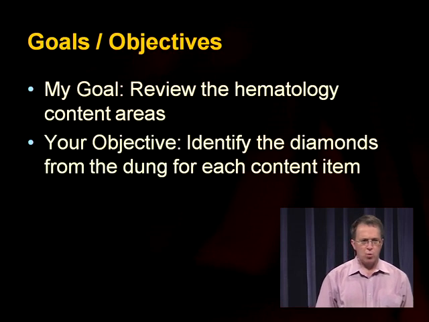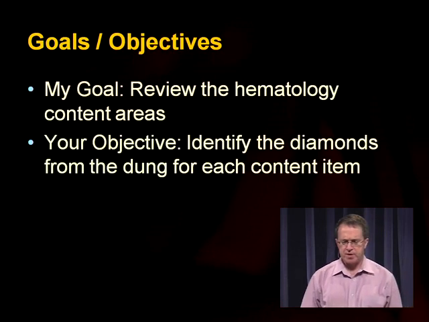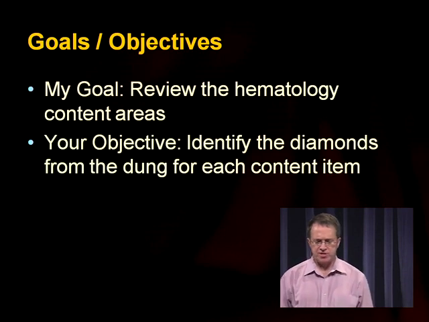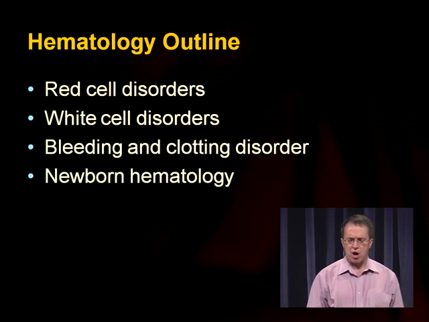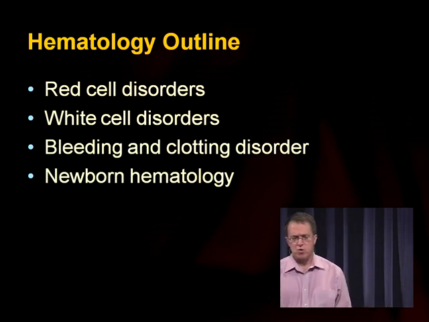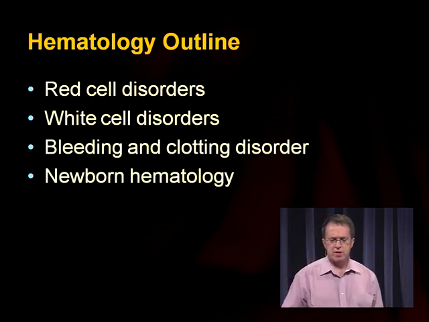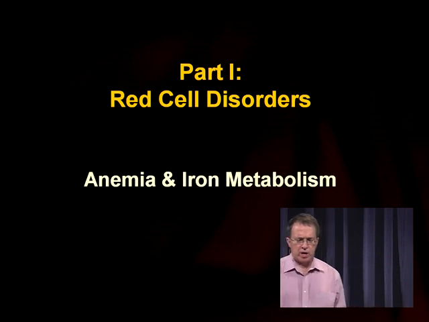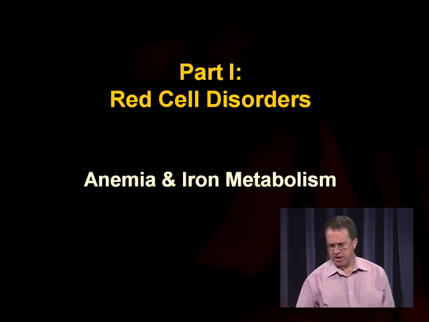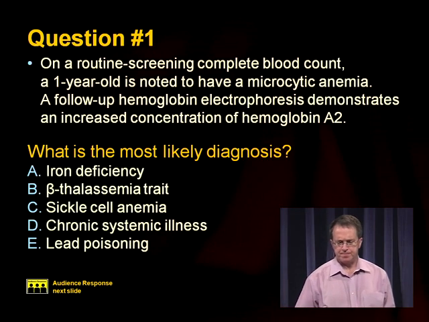Okay? We're going to try to cover the content areas, and we're going to try to identify those diamonds in each of those content areas. We're going to talk about red cell disorders, white cell disorders, bleeding and clotting disorders, and a little bit about newborn hematology. Okay. Red cell disorders. We're going to talk about anemia and iron metabolism.